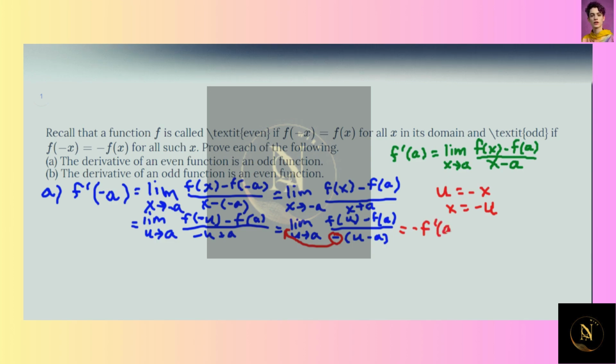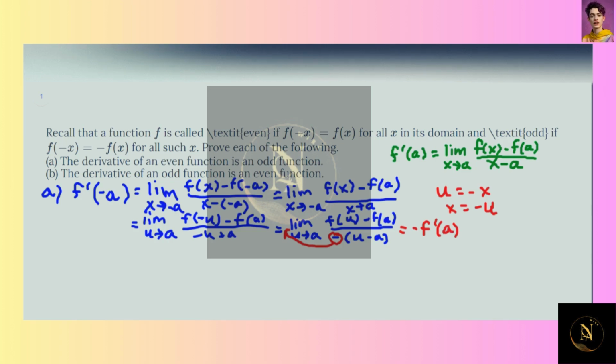And this is exactly the conclusion we're getting to: because we assumed that a function was even to begin with, we took the derivative, and we plugged in a negative a, what we ended up getting was the opposite of the derivative function evaluated at a, which is exactly the definition of an odd function.